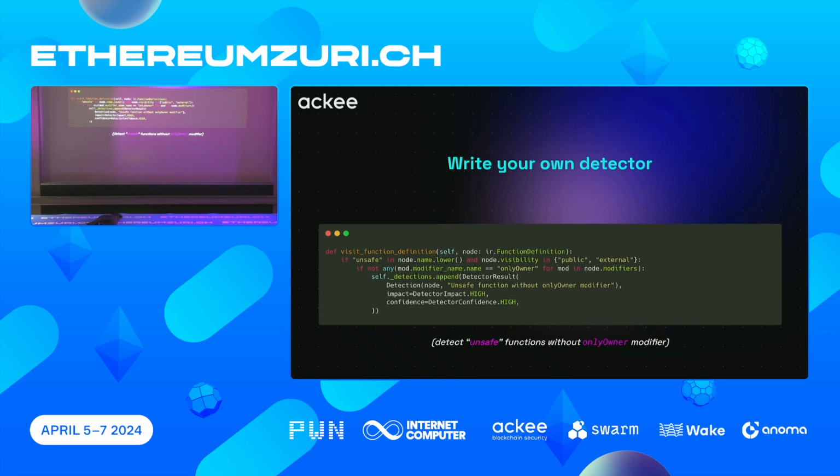And then we probably want to check the visibility. If the visibility is public or external, then we check all the modifiers that are attached to that single function. And if there's none that would have the name only owner, then we have found an unsafe function that doesn't have the only owner modifier. So I think this is a very nice, easy example of detectors.